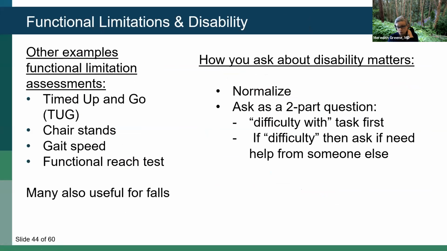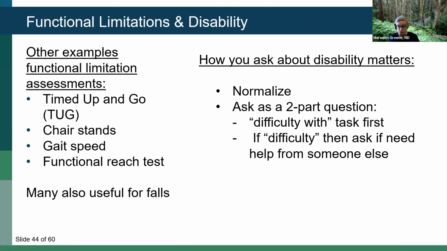So other practical things to look at: functional limitations and disability. There are other assessments you could do, the timed up and go, which is getting out of a chair and timing someone on a 4-meter walk, chair stands, gait speed, functional reach test, which gets at upper extremity. And just to point out that how you ask about disability matters.